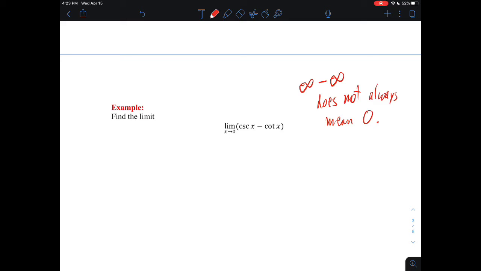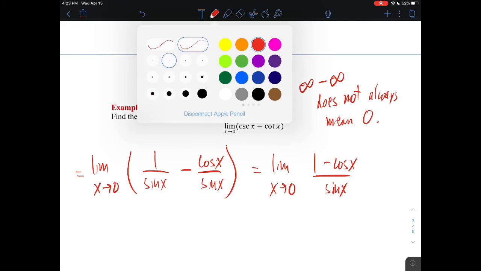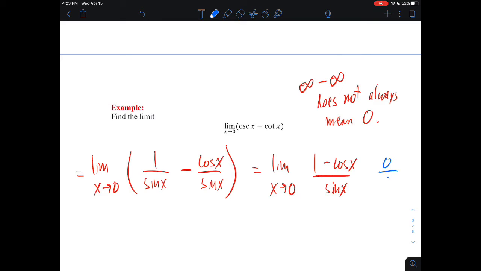Since I already mentioned that cosecant x is the same thing as 1 over sine x, I'm going to start off by writing the limit as x approaches 0 of 1 over sine x. And then minus cotangent x is the same thing as cosine x over sine x. And so I can actually combine this now, and I can write the limit as x approaches 0 of 1 minus cosine x divided by sine x. And now if you were to plug in 0 here, cosine of 0 is 1, 1 minus 1 is 0. The indeterminate form that this is really 0 over 0.